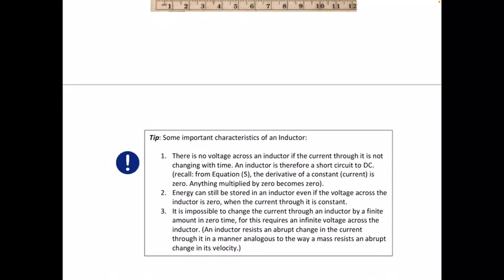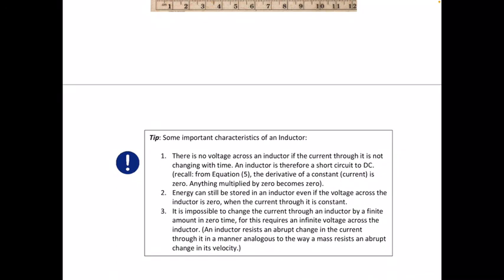The second characteristic is that energy can still be stored in an inductor even if the voltage across the inductor is 0, as long as the current through it is constant. So once there's current, the inductor can still store energy in the form of magnetic energy. And the third characteristic is that it is impossible to change the current through an inductor by a finite amount in zero time, for this requires an infinite voltage across the inductor.